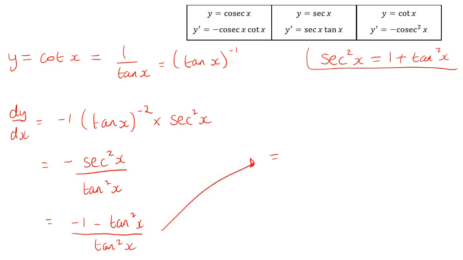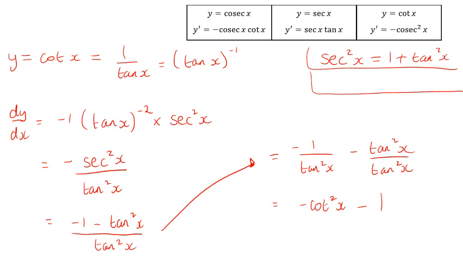Then I could split this up into two separate fractions. So minus 1 over tan squared x and minus tan squared x over tan squared x. And then I've got minus 1 over tan squared. Well, we've got a name for 1 over tan. 1 over tan is known as cot. So 1 over tan squared is known as cot squared. So this is minus cot squared. And this other fraction is just 1, isn't it? Because if you divide anything by itself, you just get 1.